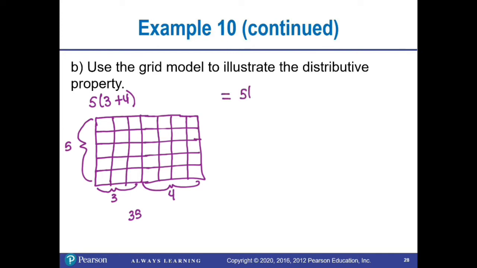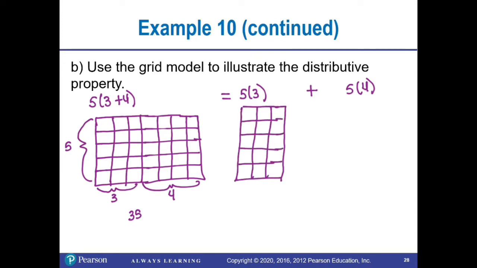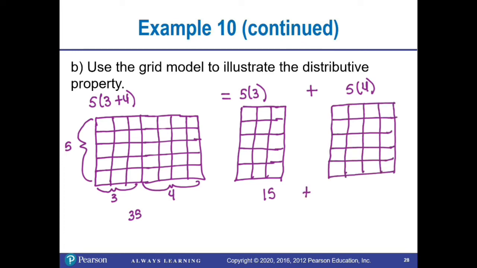Now when I distribute, I say 5 times 3 plus 5 times 4. Well, 5 times 3 is 5 down and 3 across for a total of 15. 5 times 4 is 5 down and 4 across for a total of 20. And 15 plus 20 is 35.